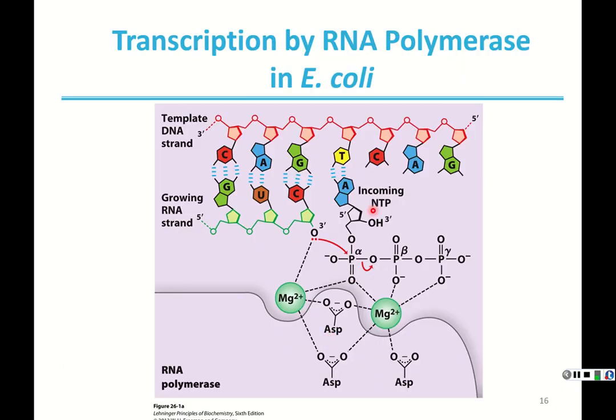This is just another figure showing that, with some more colors in it, and maybe a little easier to look at. But again, it's showing the same mechanism: the 3' nucleophilic attack on the alpha phosphate of the incoming nucleotide triphosphate, and then you're losing the pyrophosphate.